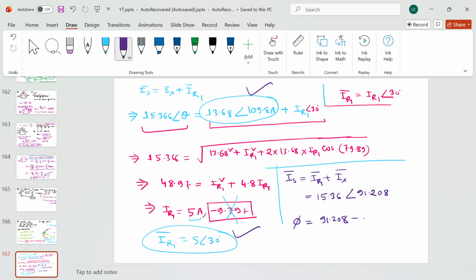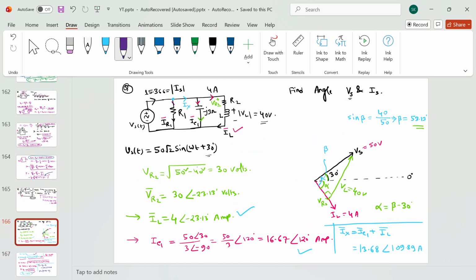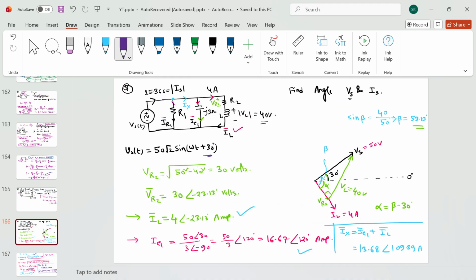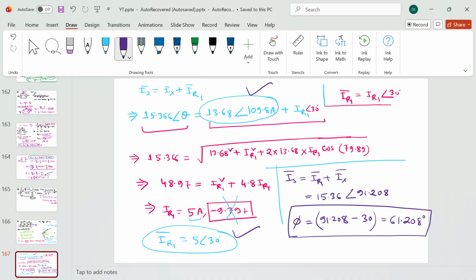So the angle phi should be 91.208 minus 30 degree, right? Because my phasor of this voltage source is 30 degree lead. So that should be 91.208 minus 30, it is 61.208 degree. So your current is simply leading. So this is the actual answer of this. What is the phase difference in between Vs and Is? And basically you can calculate like this way.